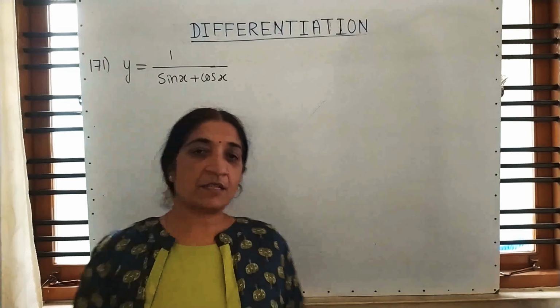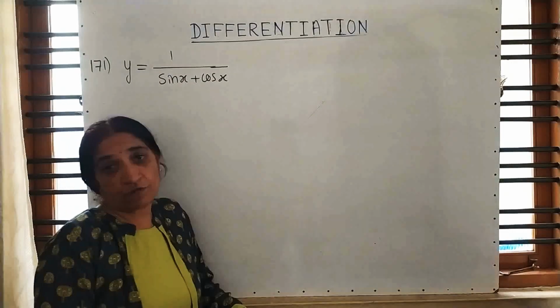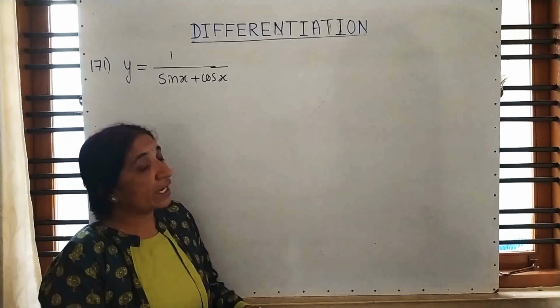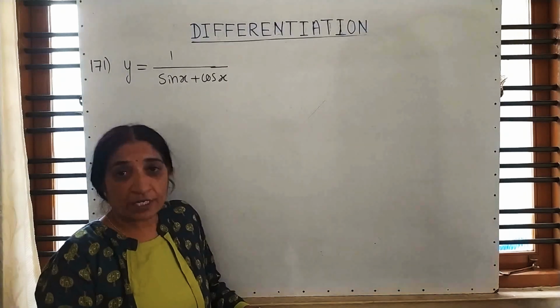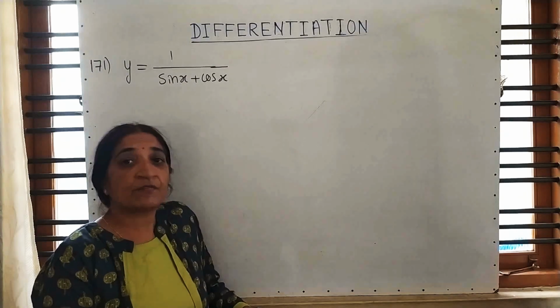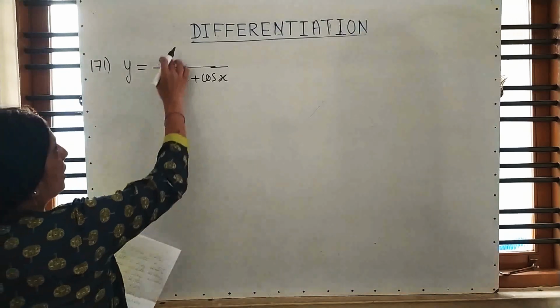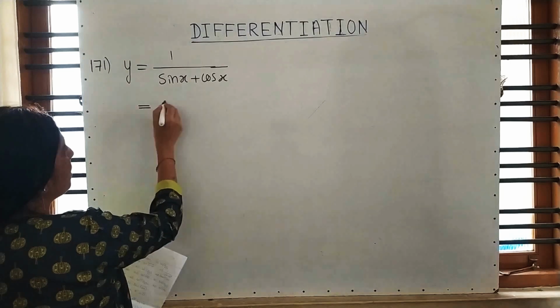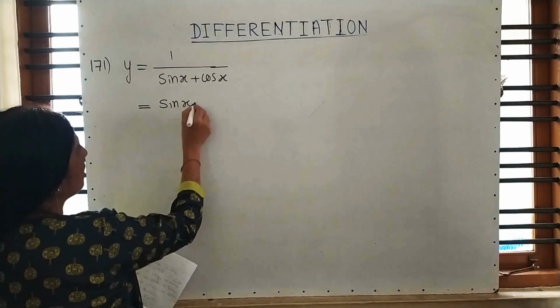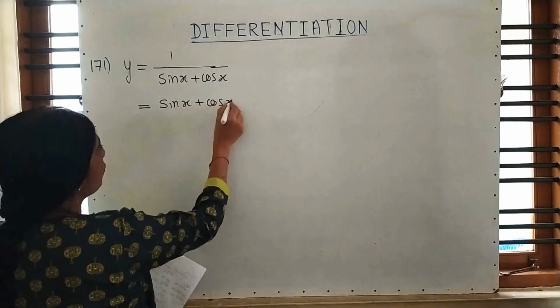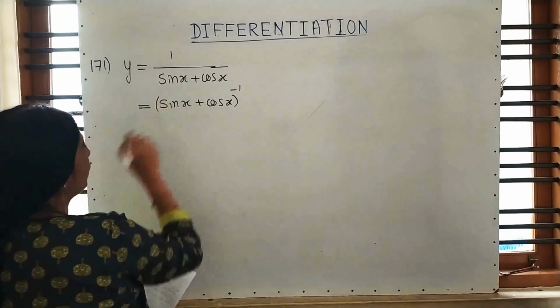So in the last class I already started with the differentiation of a composite function. Today I am continuing with a few more examples on the differentiation of composite functions. See here, 1 upon, in the numerator we don't have x, that's why I am writing this as sin x plus cos x raised to minus 1. Is it following or what?